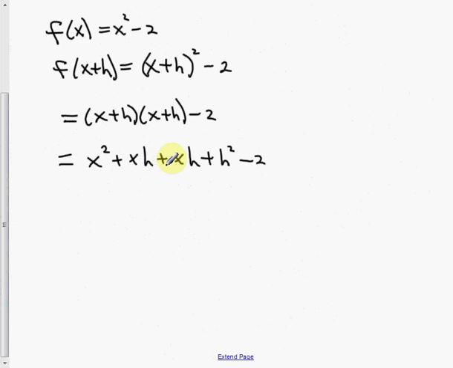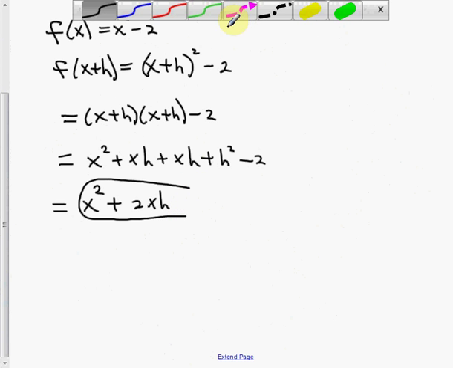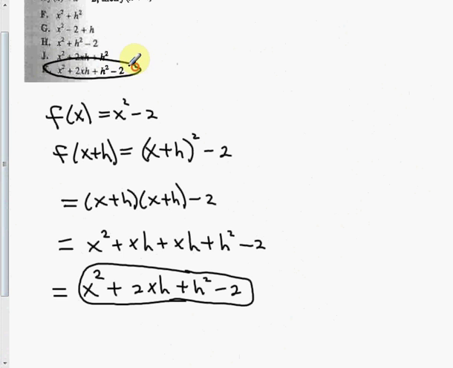Minus 2. The two common terms are those terms in the middle. You can combine those. So this is x squared plus 2xh minus 2. I left off the plus h squared, I'm sorry. That's what happens when you eat chicken and no vegetables for lunch. So plus h squared minus 2. All chicken and no green beans. You leave off the h squared. So, you look back up and see which answer that is. Looks like this guy right here. Is that all right? Okay. Is that okay? All right.